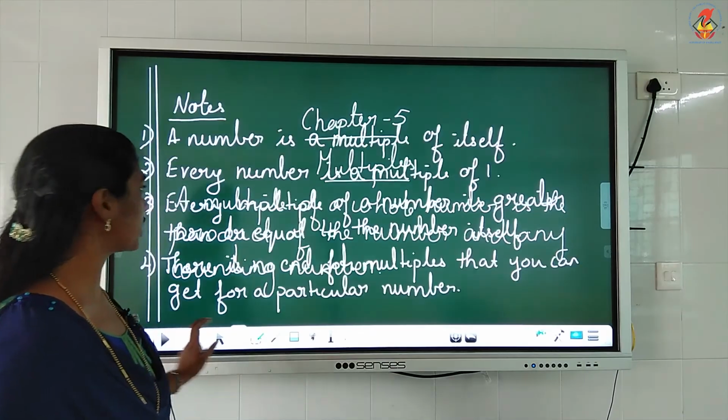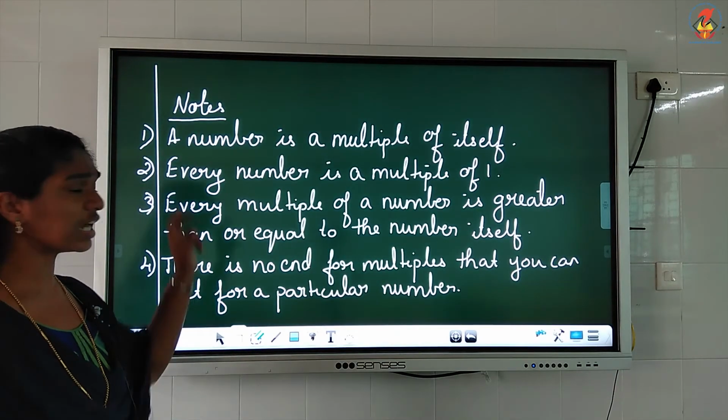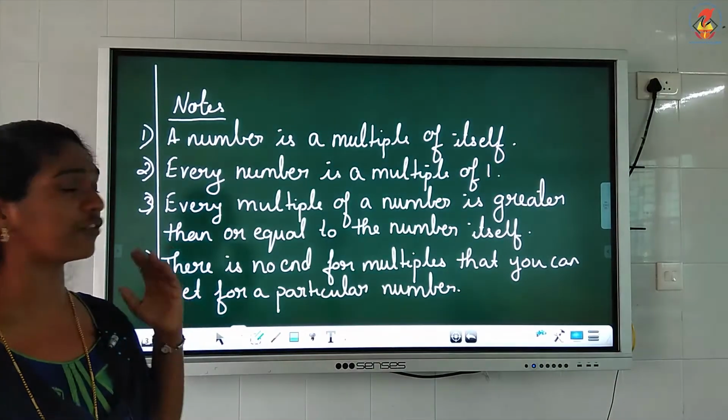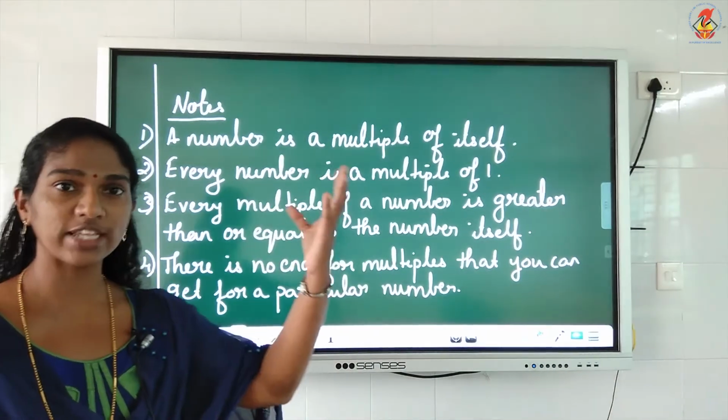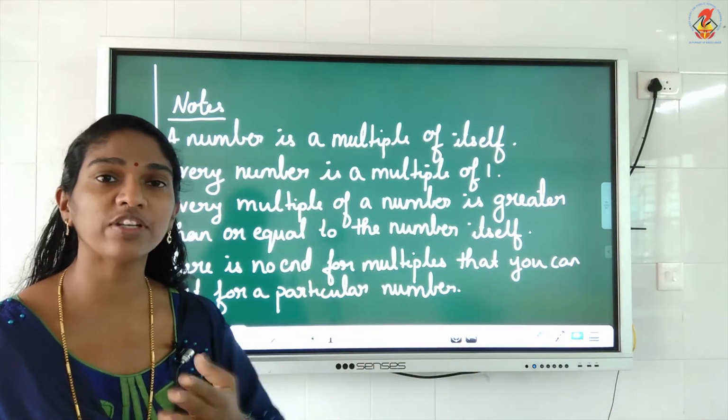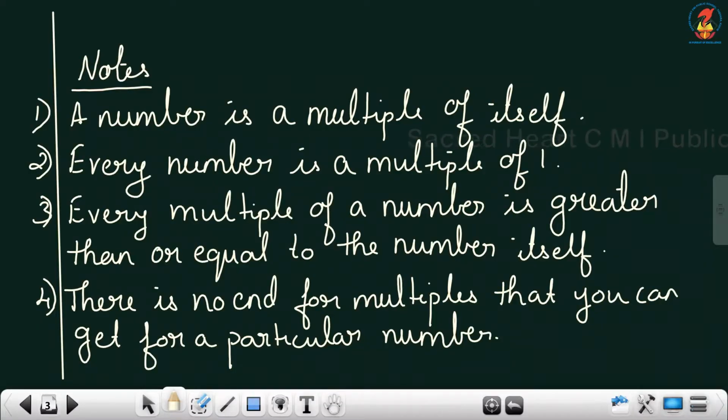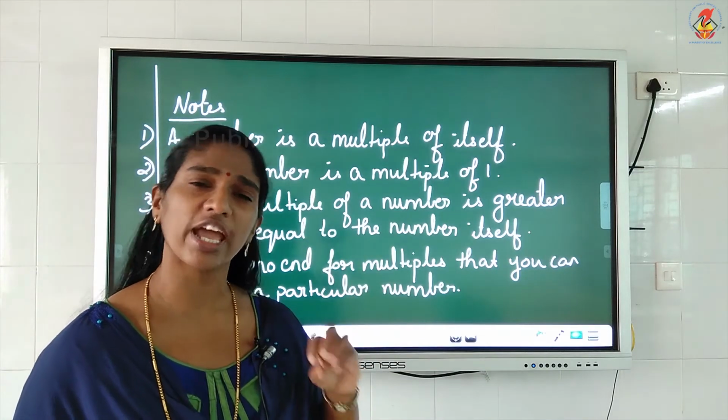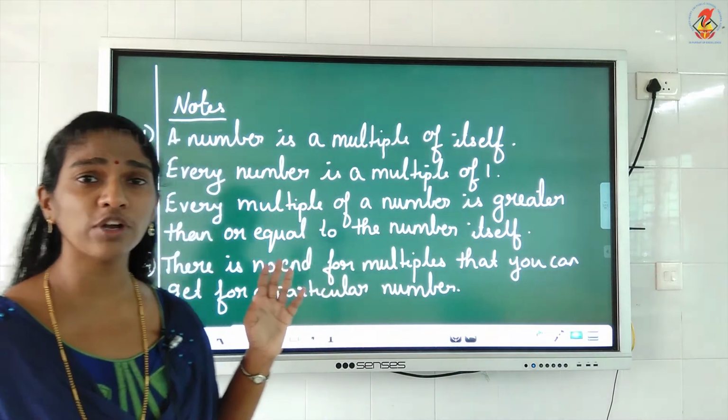Now, there are some properties of multiples. A number is a multiple of itself. Yes, you take the number 5. 5 into 1 is 5 itself. So, 5 is a multiple of 5 itself. That is what they are telling. A number is a multiple of itself. Then, every number is a multiple of 1. Yes, every number you will multiply by 1, isn't it? Every number is a multiple of 1.